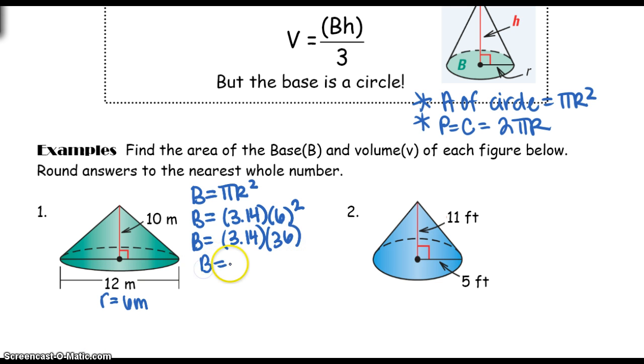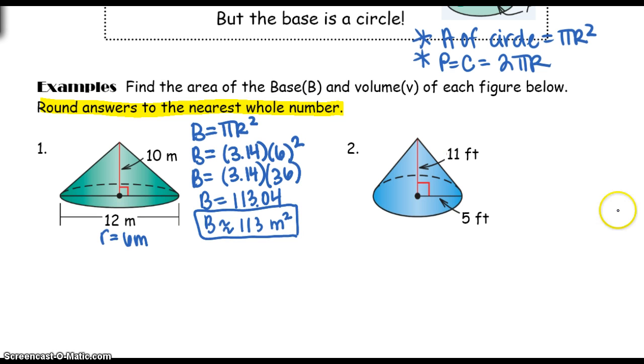And then if we do 3.14 times 36 on the calculator, I get about 113.04. But this says to round answers to the nearest whole number. So if we're going to round to the nearest whole number, then our base is about 113 meters squared, just like that. But we're not done, because they said they wanted volume.